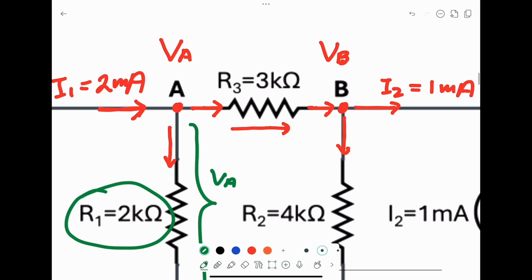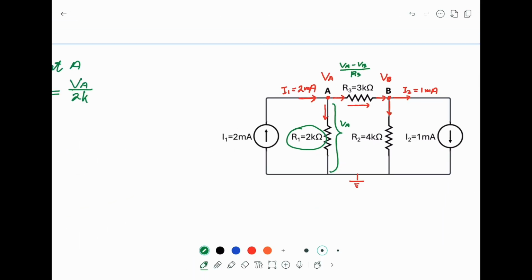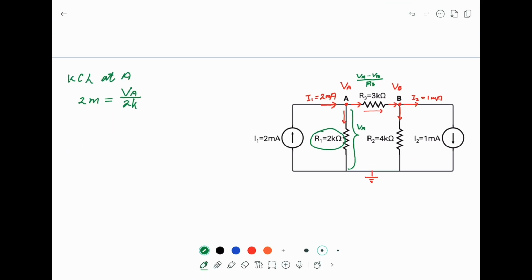The other current is the one passing from A to B. Now the potential difference is VA minus VB. So the current passing through is (VA minus VB) divided by R3. This is out from the perspective of node A. So this side, (VA minus VB) over 3K.